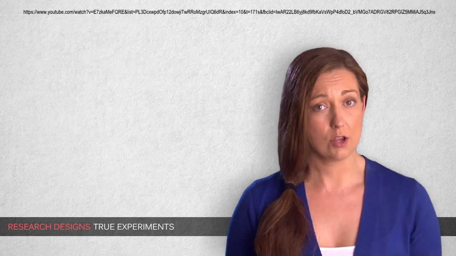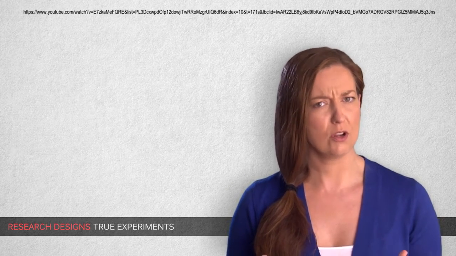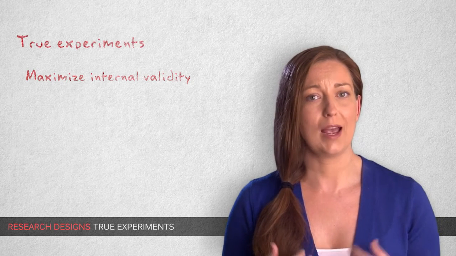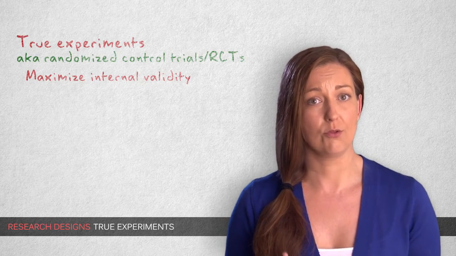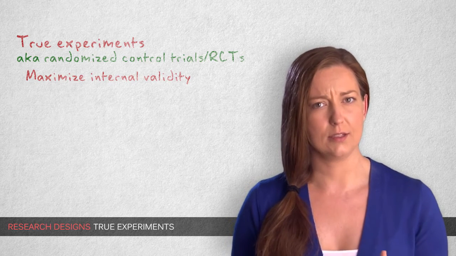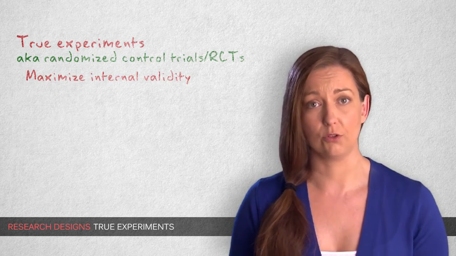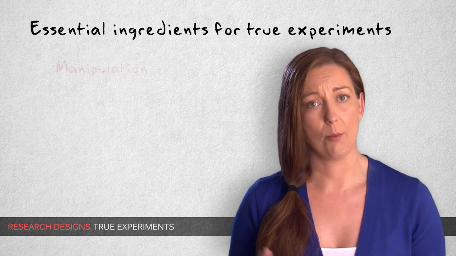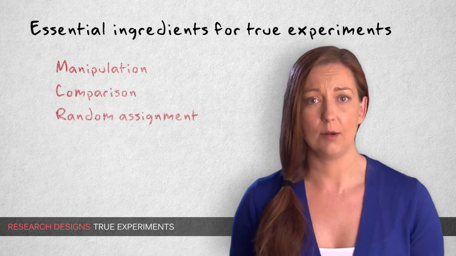Hypotheses that claim a causal relationship are very interesting, but also very bold, and especially in the social sciences, very susceptible to alternative explanations, or threats to internal validity. Experimental research designs maximize internal validity. They're referred to as true experiments, also known as randomized controlled trials, or RCTs. They're science's best defense against alternative explanations for causal claims. The three essential ingredients of a true experiment are manipulation, comparison, and random assignment.